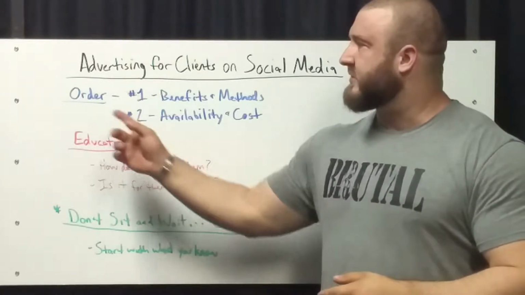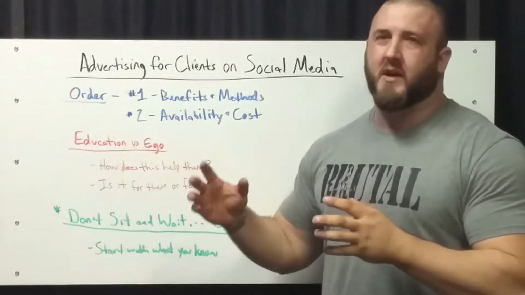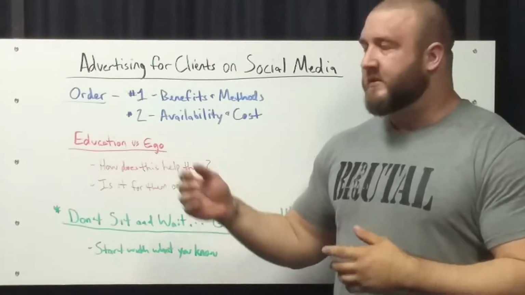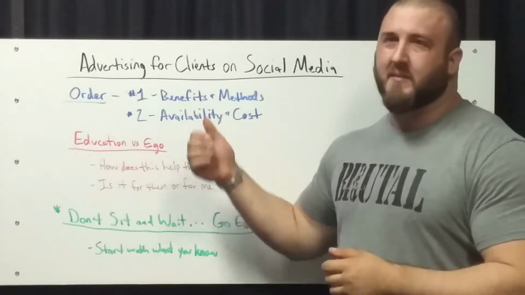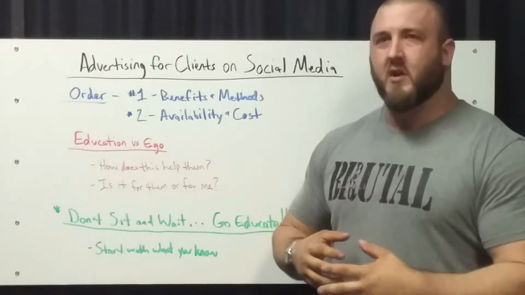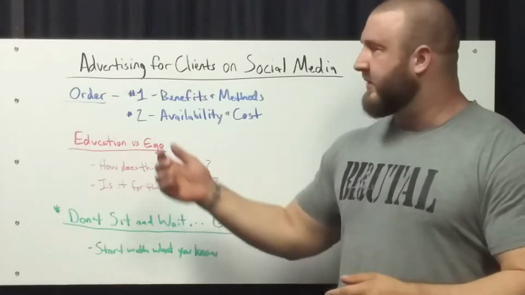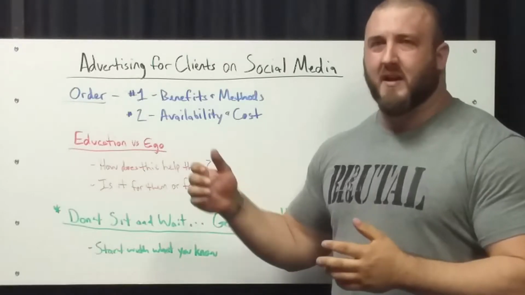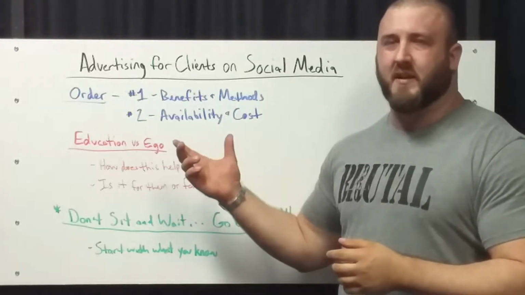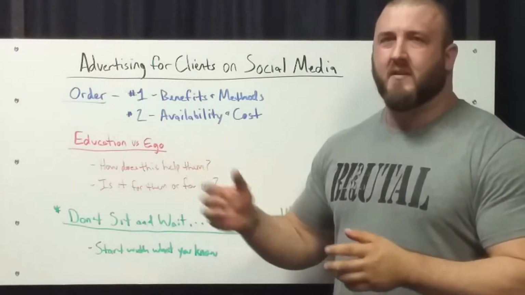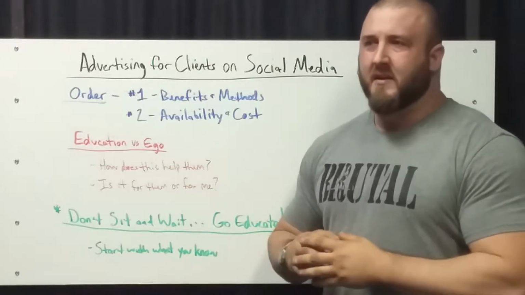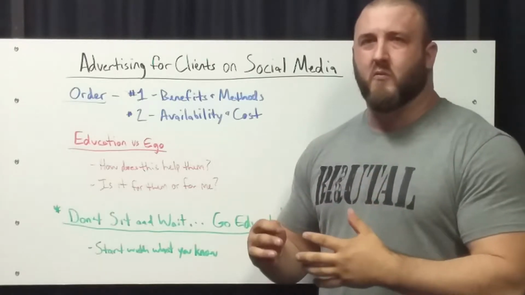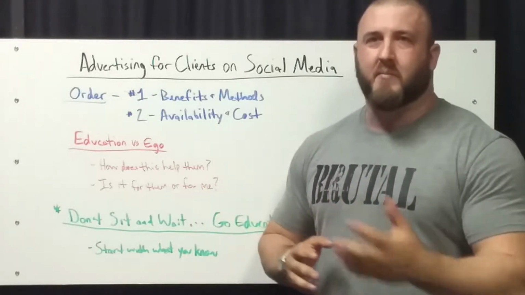If we look at the first concept here, we have the order of what you can present when you make a post on social media. For example, number one, you might discuss the benefits and the methods of your training or what you're offering them. Or number two, we have the availability and cost. Most people skip over number one, they just present the availability and the cost. Basically what that means is you're saying there's training available and here's how much it is. But you don't necessarily tell them what that training is and how it can benefit them.